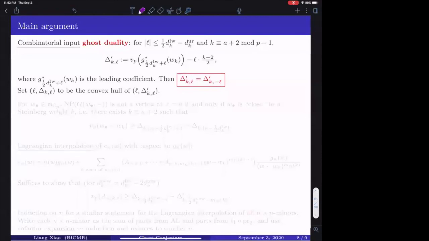So this is, in some sense, related to when you have m, n of k, when n is between these, d_k and d_k Iwahori.